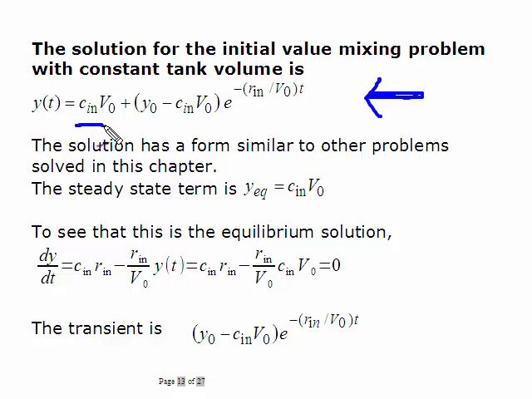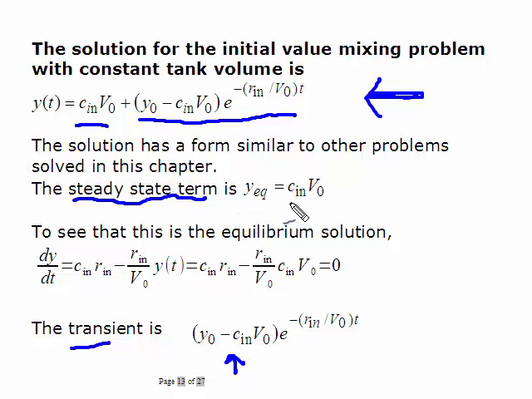Alright, we have a constant term. This is our steady state term. Then we have a transient. The transient's right here. It's a decaying exponential. You can see from how this is written that this equilibrium will be stable.